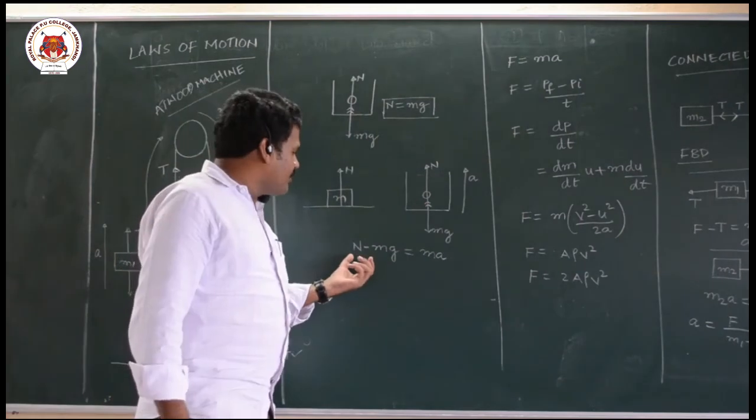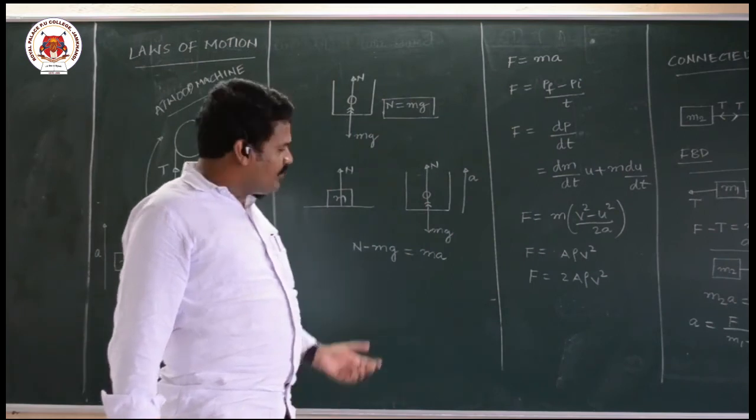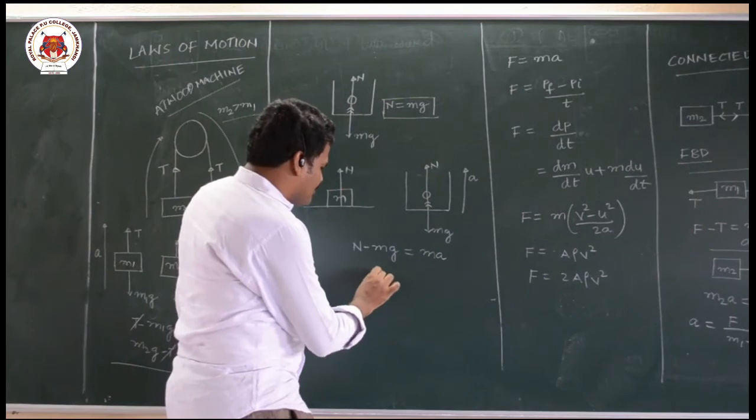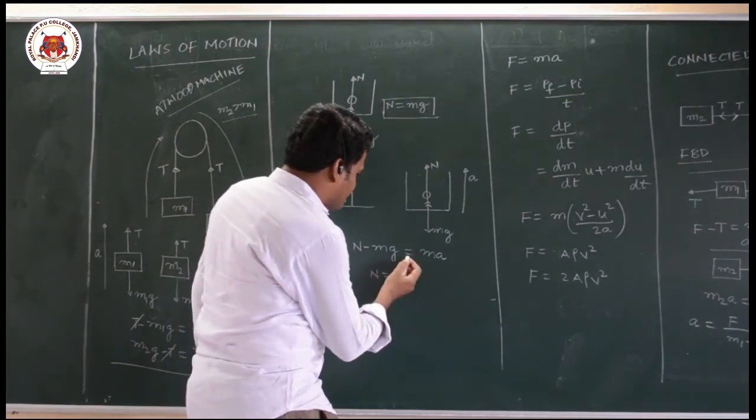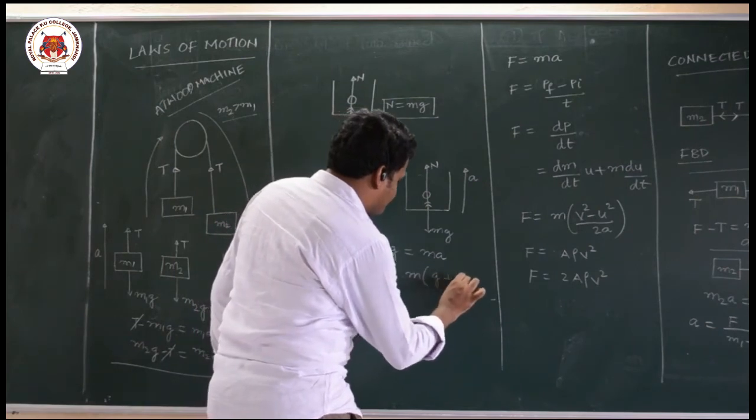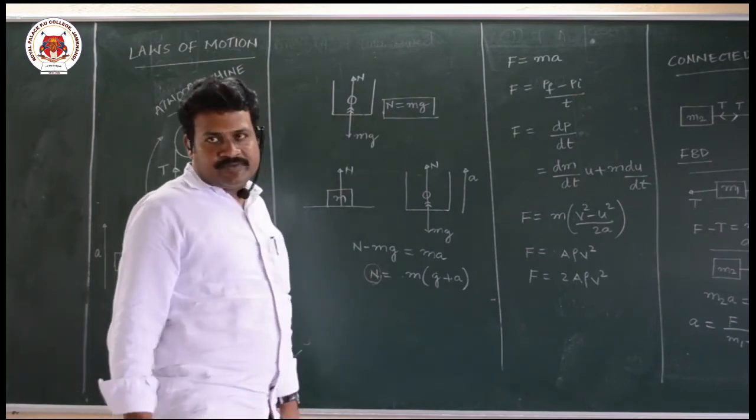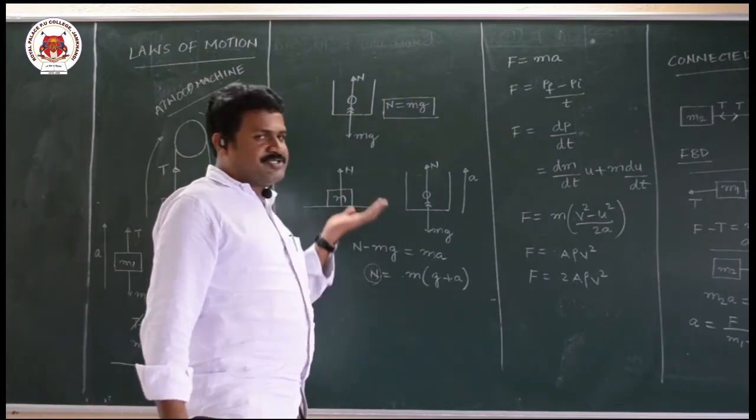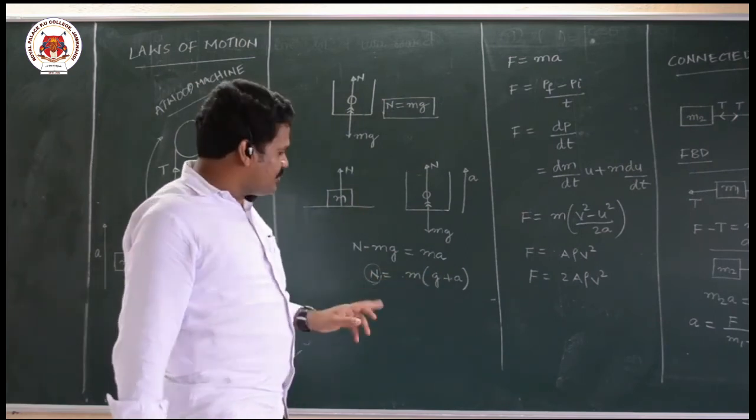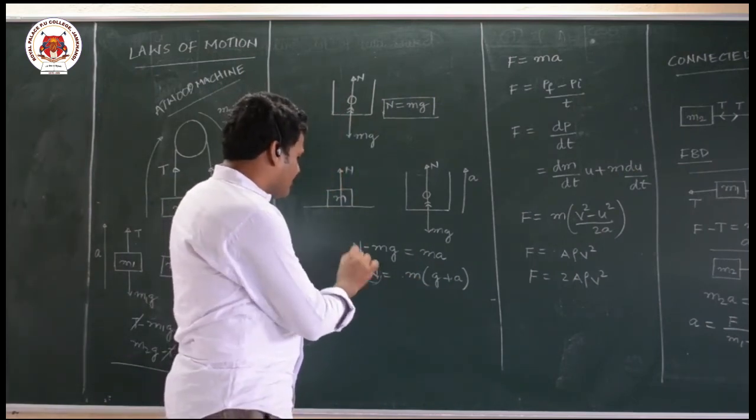Without a difference in normal reaction, this lift cannot accelerate. So therefore N minus mg is equal to ma. This normal reaction is equal to m, you can take common, m into g plus a. This is called the apparent weight of the person inside the lift. So when the person is moving upwards in a lift with an acceleration a, the weight of the person increases. N is equal to m into g plus a. So this formula you have to remember for your competitive exams.